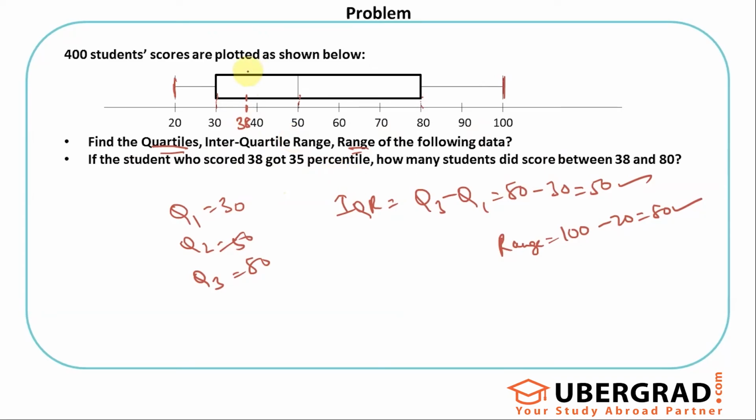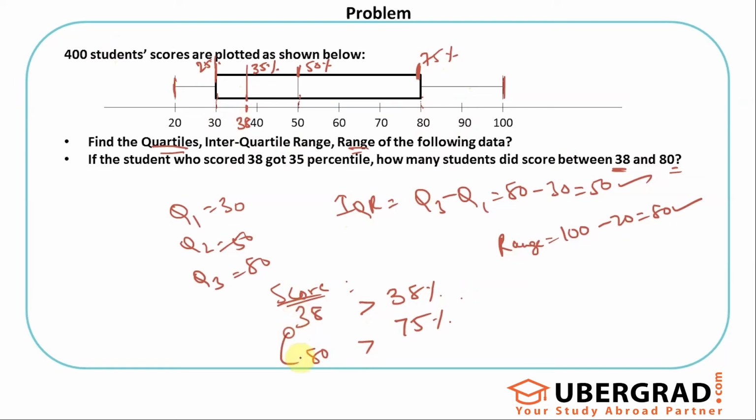Got 35 percentile. So percentile-wise, this score is 35 percentile. What is this percentile? I know this is 25 percentile. What about this? This is 50 percentile. And this is 75 percentile. The question is asking how many students scored between 38 and 80. I know a 38 score basically means better than 35% of students, out of 400 students. What about 80? If I got an 80 score, I know that I scored better than 75% of the students. So how many students would have achieved between this?